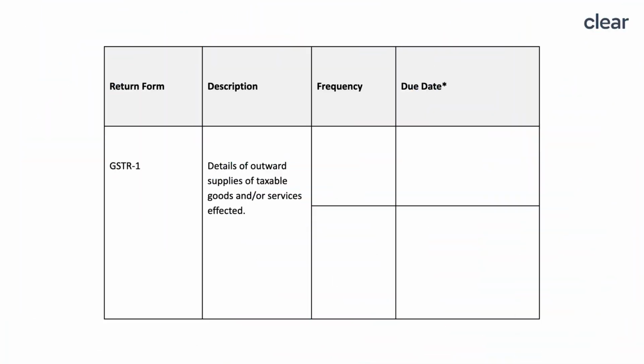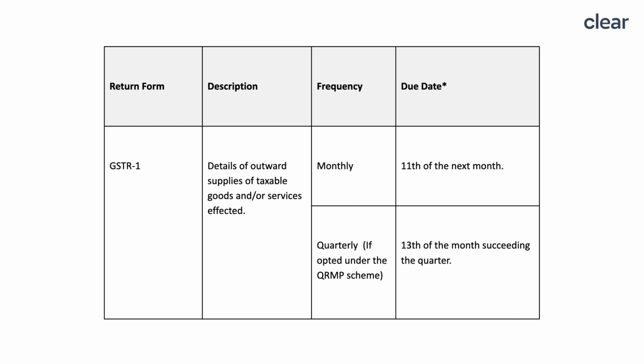So, which GST return should you file? Let's start with GST-R1. GST-R1 is a return to be filed by all regular taxpayers under GST. It contains the details of outward supplies of taxable goods and services effected during the month or quarter. It is to be filed monthly by all regular taxpayers who have not registered under the QRMP scheme and should be filed by the 11th of the following month. For those taxpayers under the QRMP scheme, the GST-R1 return is to be filed quarterly and by the 13th of the month following the quarter.